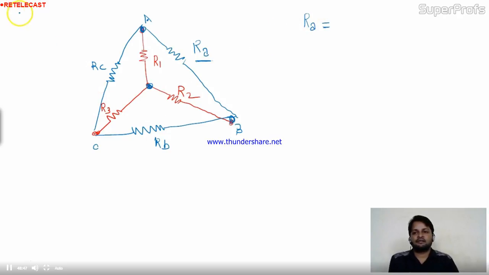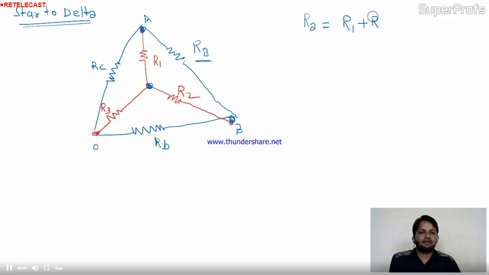This transformation is star to delta. RA is nothing but, RA is connected with 2 branches, R1 and R2. So I'll add them, R1 plus R2. In the third term, I'll multiply R1 and R2 and divide by the remaining one, R3. Is it clear? It's very simple to remember also.